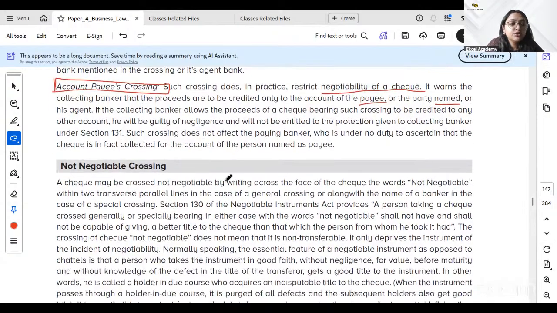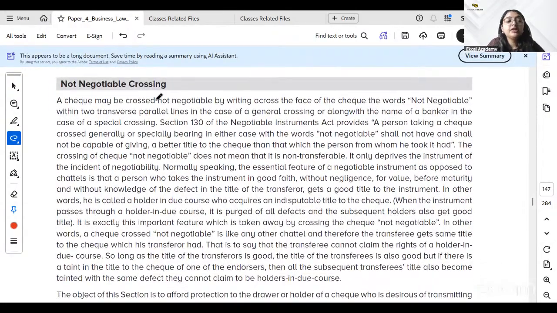Then we understood your not negotiable crossing, wherein a check may be crossed not negotiable by writing across the face "not negotiable". What does this do? It does not restrict transferability. It does not mean that it is not transferable. It only deprives the instrument of negotiability, that is, the transferee cannot get a better title than that of the transferor.